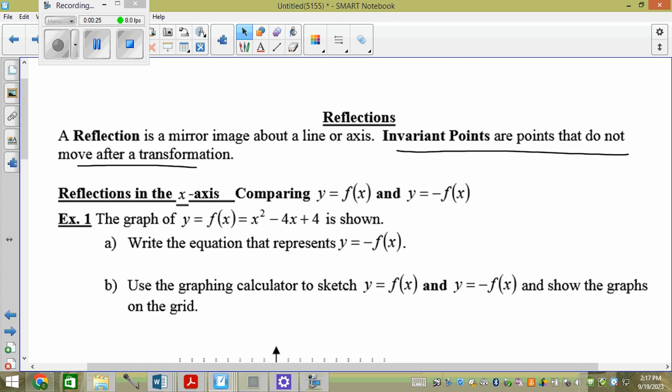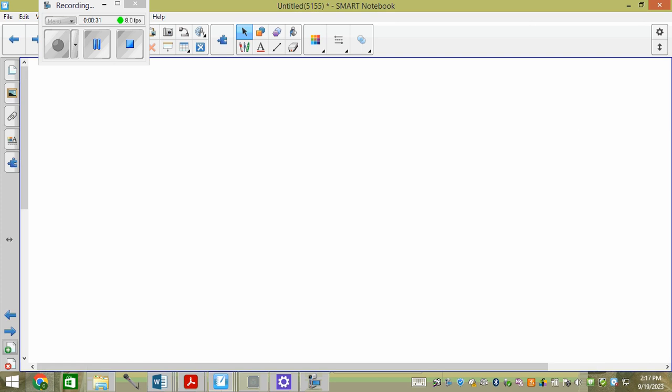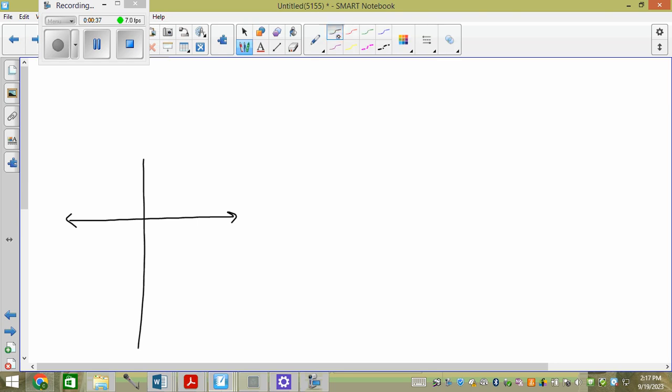So we're going to look at reflections in the x-axis. Now this is what I need you guys to understand. If I have an x-axis, which is this axis here, okay? This is my x-axis, it's here. Let's pretend. So if I'm reflecting in the x-axis, that's my mirror. We agree? So if I have a point right here, it's now going to be here.